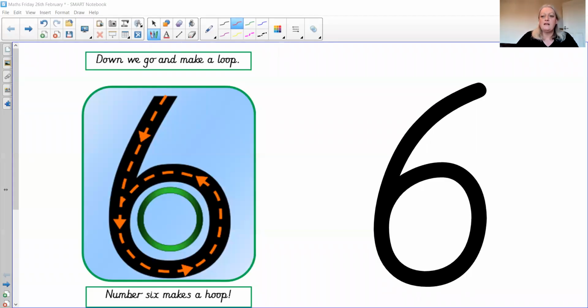Okay, so let's have a look. Get your pen and whiteboards or paper ready so that we can practice our number formation. So what number are we practicing today? That's right, the number 6.